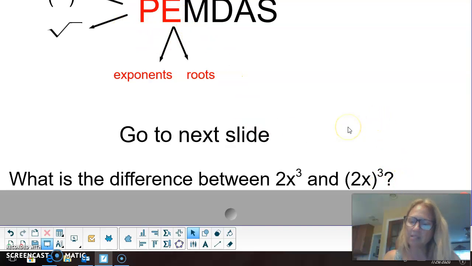So I want to know what the difference is, meaning, to make it simpler for you, I want you to write a sentence or two to explain to me how you would solve this and compare it to how you would solve that. Because even though they both have multiplying and they both have exponents, throwing in the parentheses changes the order. So go ahead, go to the next slide, type out or write out an explanation and submit that before going on to the next video.